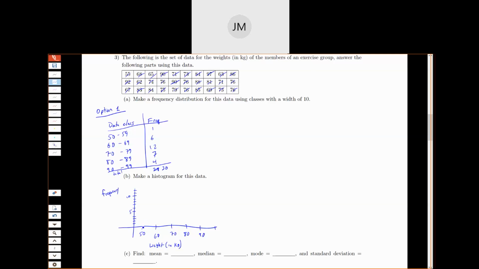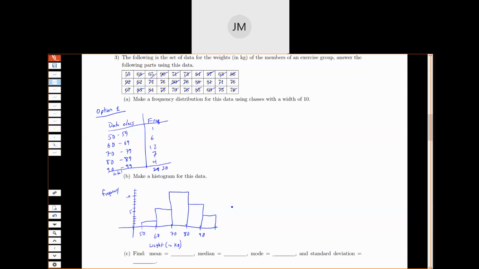So the 50 to 60 bar is one height, and then I have 6, 12, and then I have 7, and then I have 4, with no gaps between the bars. Frequencies start at 0. Here I didn't start my weights at 0, but I did indicate that, so it's not right against the axis. There's a little extra gap here, but I'm just focusing on the actual information that we have.